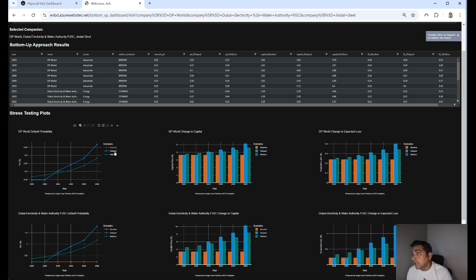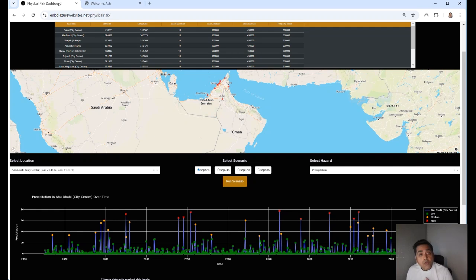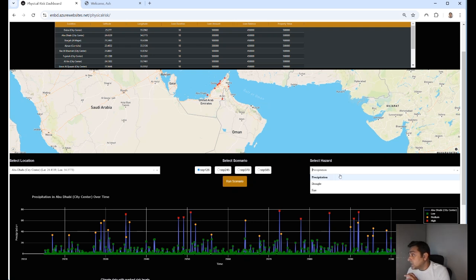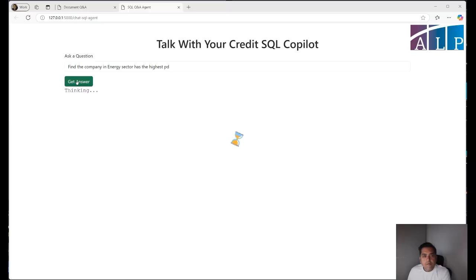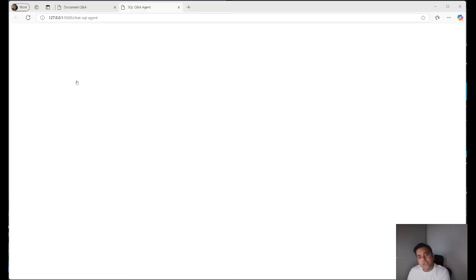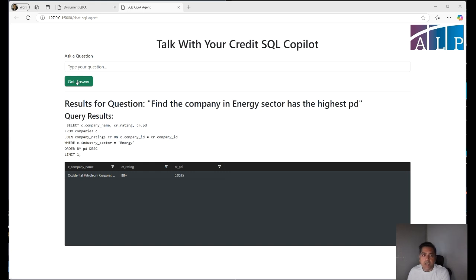zero and delayed transition. Using latitude and longitude of the place where the bank has given loans to real estate company, we also calculated the expected loss due to hazards such as precipitation, drought, and fire, and we pull this data real time. Finally, our English to SQL LLM layer allows user to interact with the system in English without knowing SQL queries for querying.